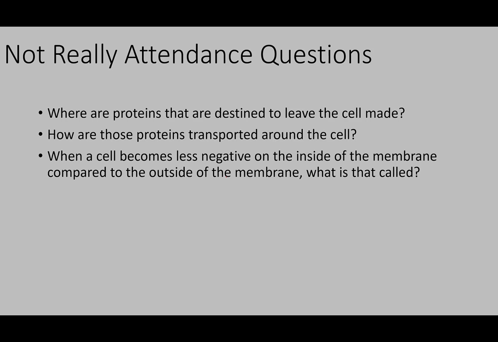First, where are proteins that are destined to leave the cell made? Next, how are those proteins transported around the cell? And third, when a cell becomes less negative on the inside of the membrane compared to the outside of the membrane, what's that called? Go ahead and pause the video, try to answer those questions. They will be important today.